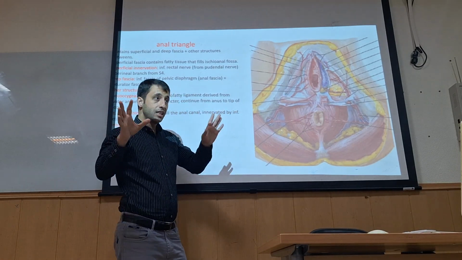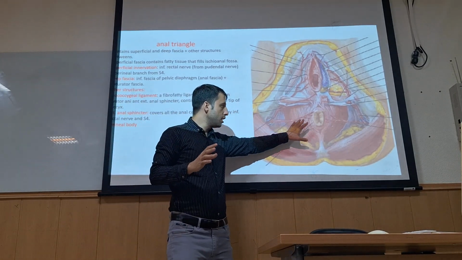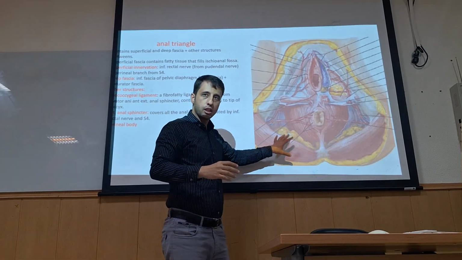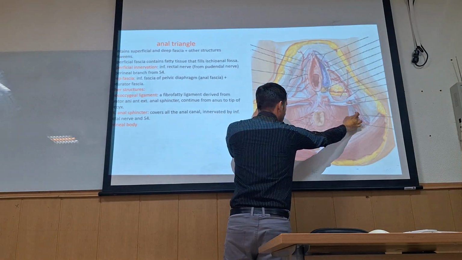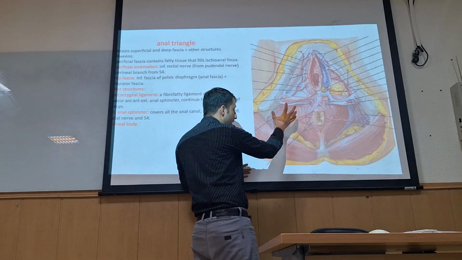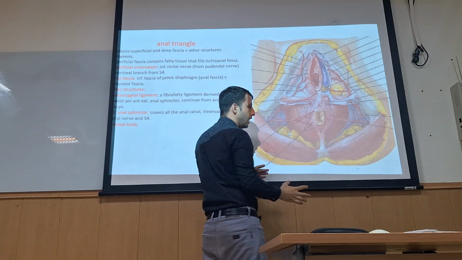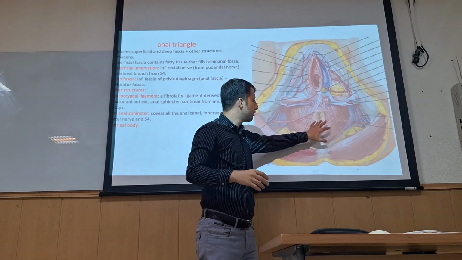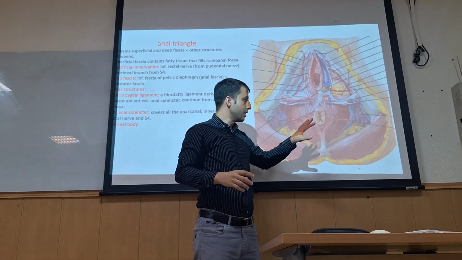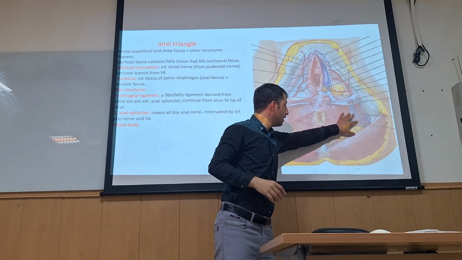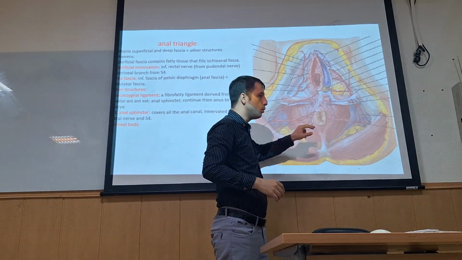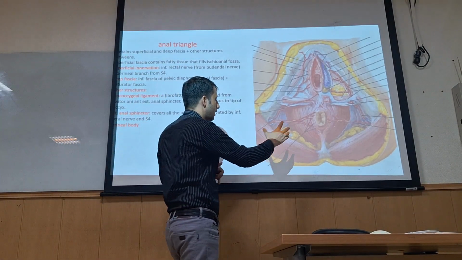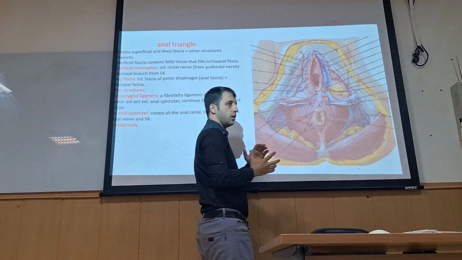I said that in the surface anatomy, the perineum is located inferior to the buttock. So this area is perineum, this is the anal triangle. The superficial fascia of the anal triangle is created by a large amount of fatty tissue, which is located in all of this area and around the anus. Another structure in this area, look at here, the deep fascia.